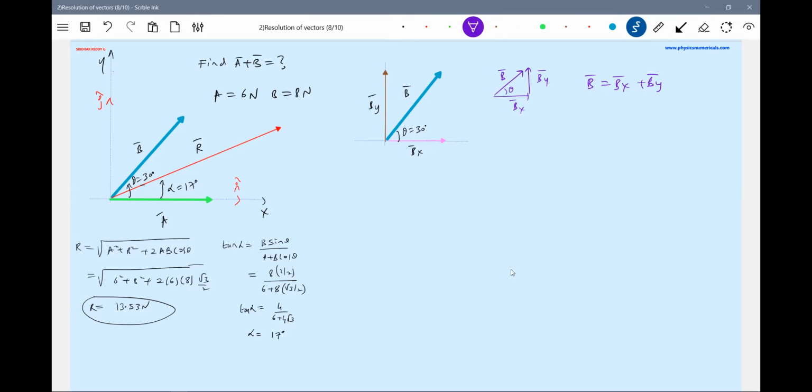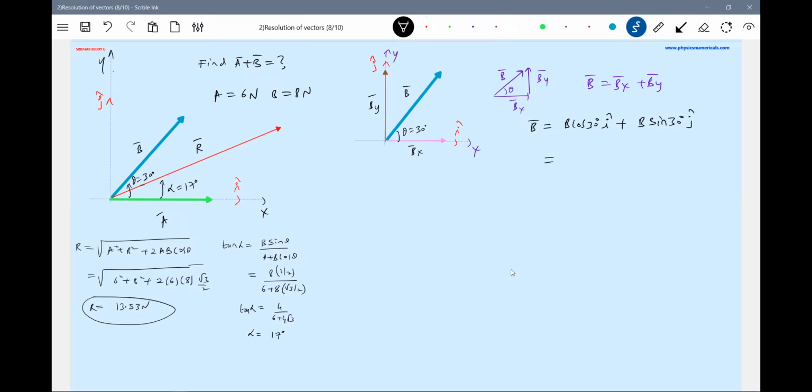Bx bar is in what direction? Along the x-axis. Which unit vector will be along the x-axis? I cap. Which unit vector is along the y-axis? J cap. So B bar can be written, I'll expand it, as B cos 30 degrees I cap plus B sine 30 degrees J cap.